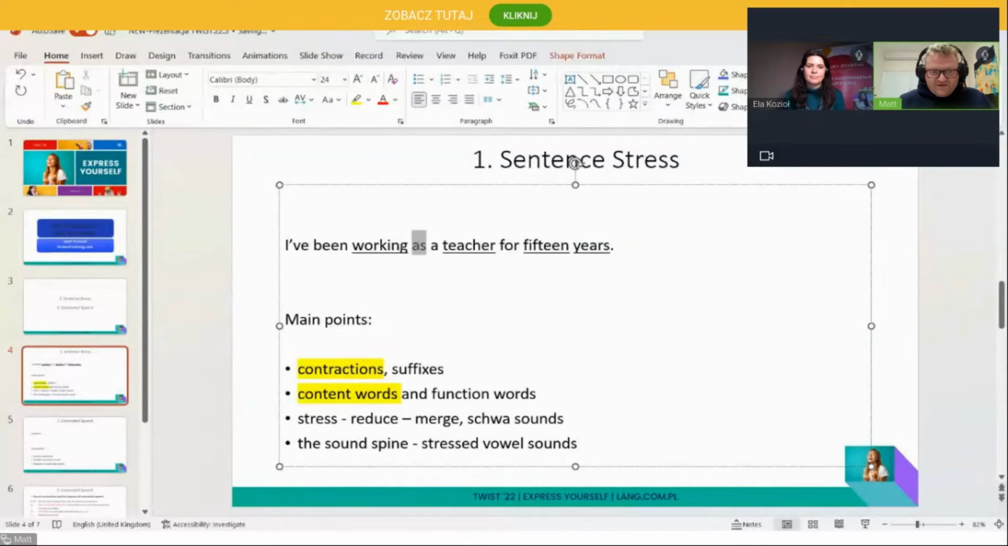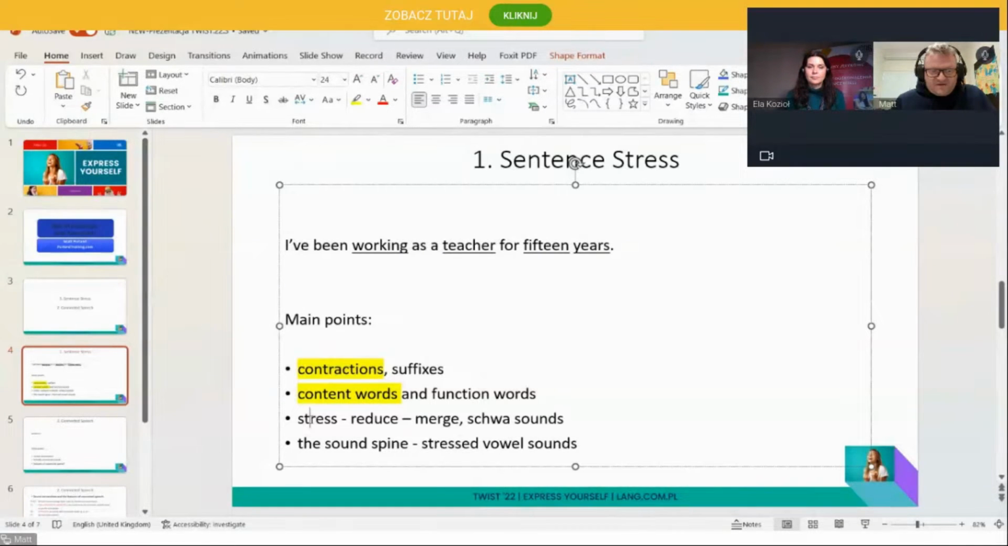If you just say "as", we're like, what? Okay. So the point is in the content words we have the strong stress. I've been working as a teacher for 15 years. For 15 years. The function words here, we've got auxiliary verbs, we've got the subject pronoun, we've got "as a", article, prepositions. These are function words.